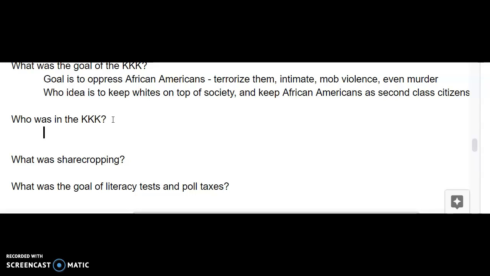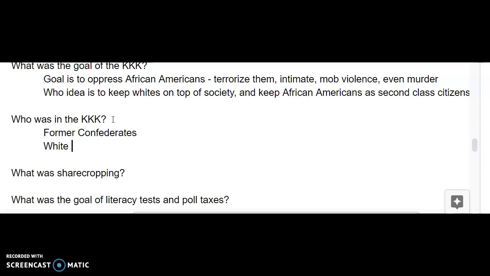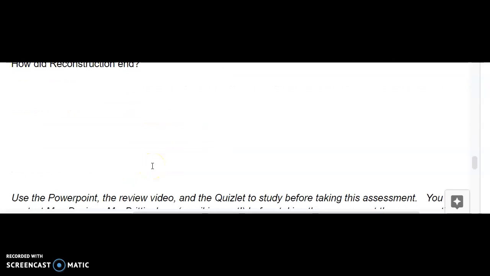So who was in the KKK? Former Confederates. And it was whites of all social classes, so rich and poor. So it is very much a racial thing, not a class thing.